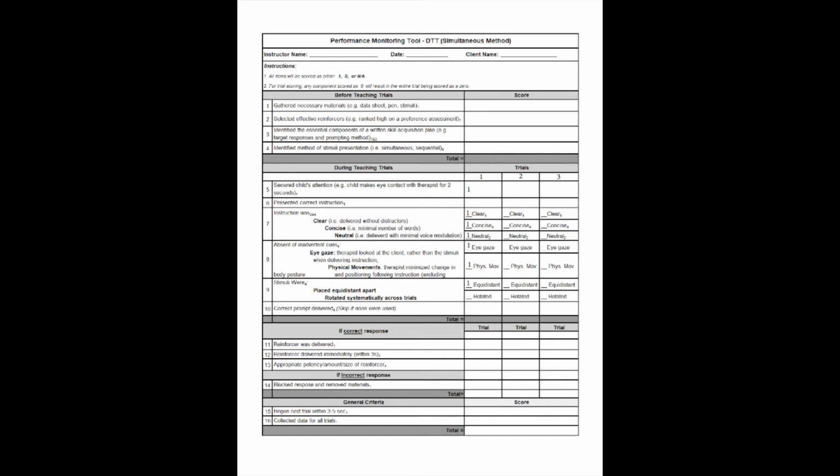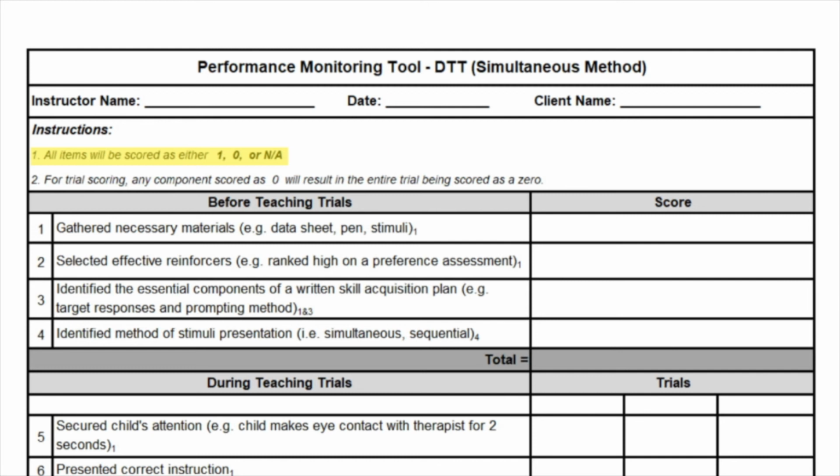You are about to watch trials 1 through 3 of this teaching session. Please be sure to have your PMT out and practice taking data along with the video. As a reminder, every item will be scored as either a 1, 0, or NA. For the purpose of the teaching video, we can assume that numbers 1 through 4 are already correct.